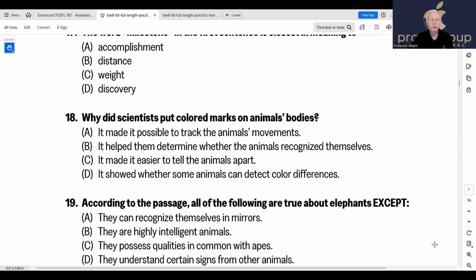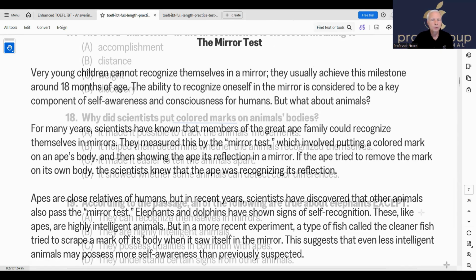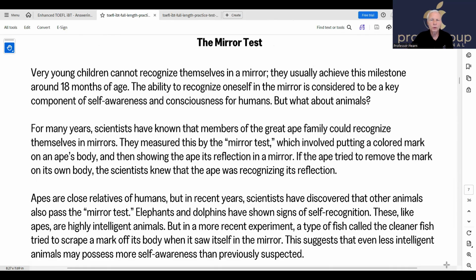Now let's find out what the topic is. What will we look for in our passage? It's asking about scientists, but what about them? Why do scientists put colored marks on animals' bodies? So it's about the colored marks. Let's go to our passage and see if we can find the sentence that is directly related to this question. Using our scanning skills, we're looking for the words colored mark. And you'll find it here.